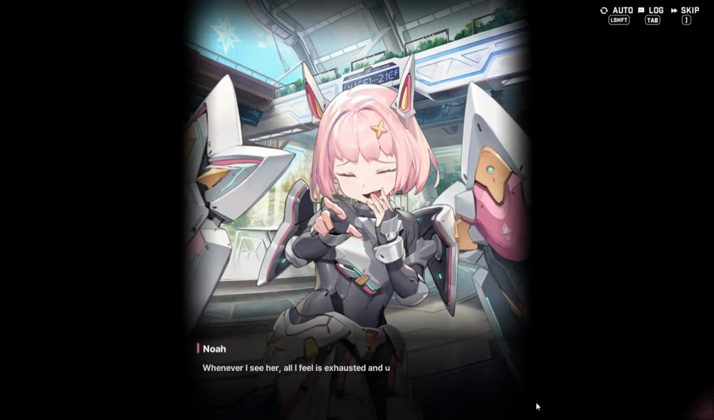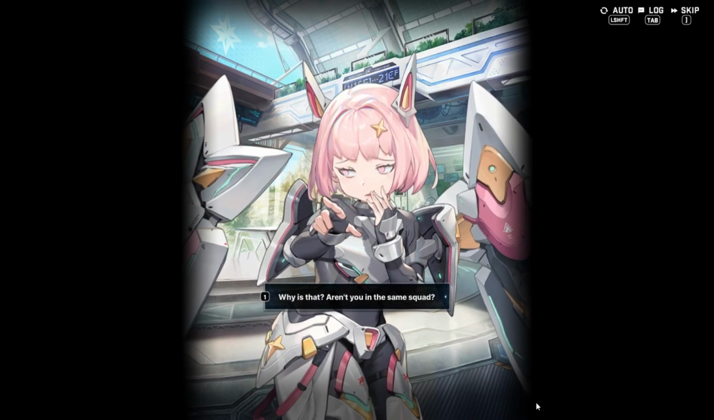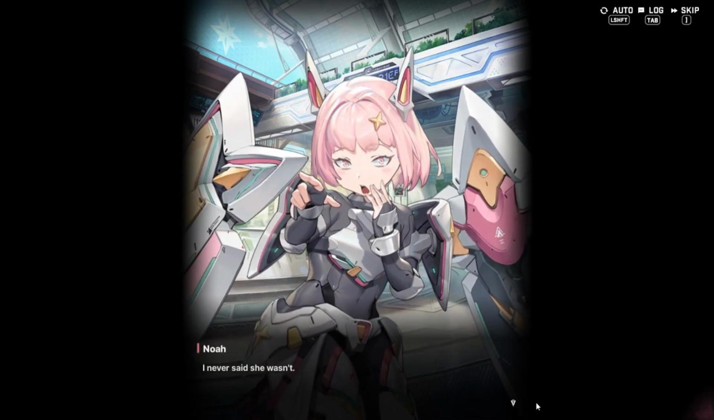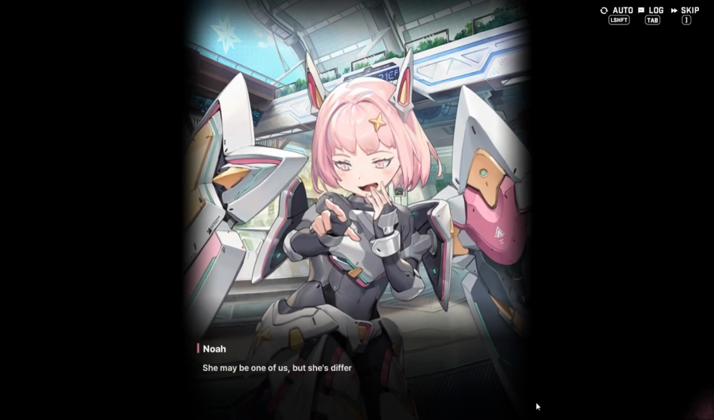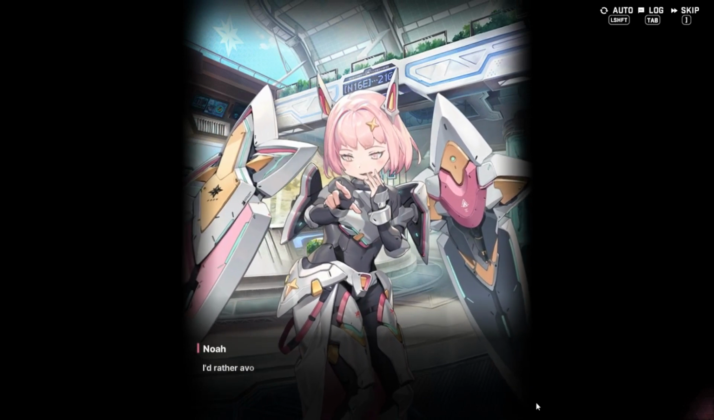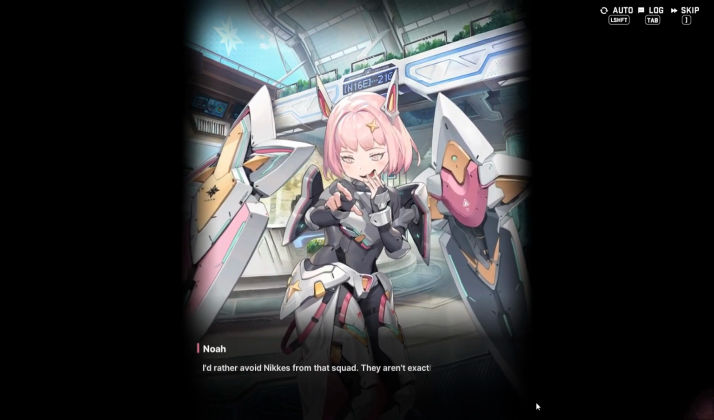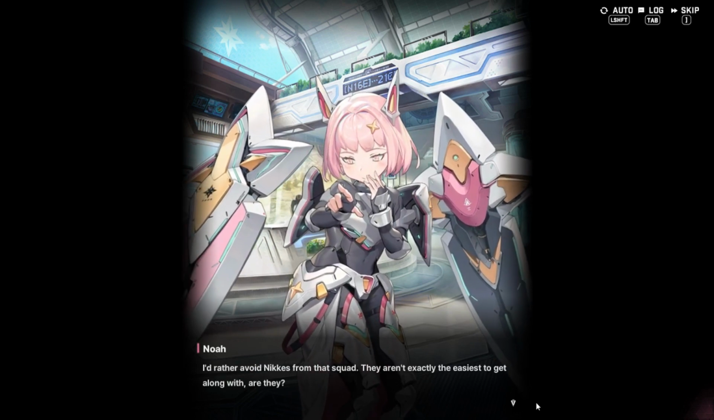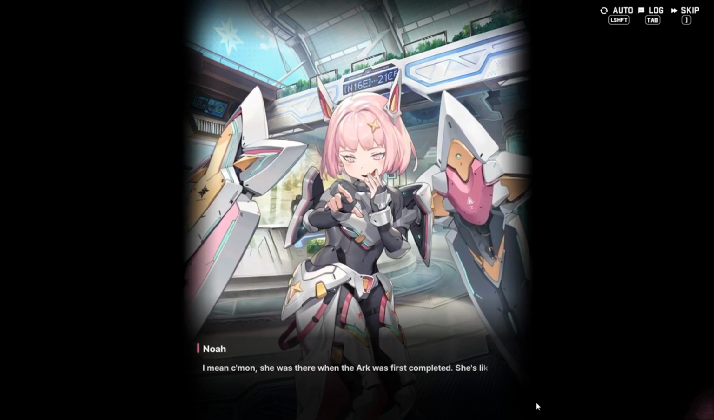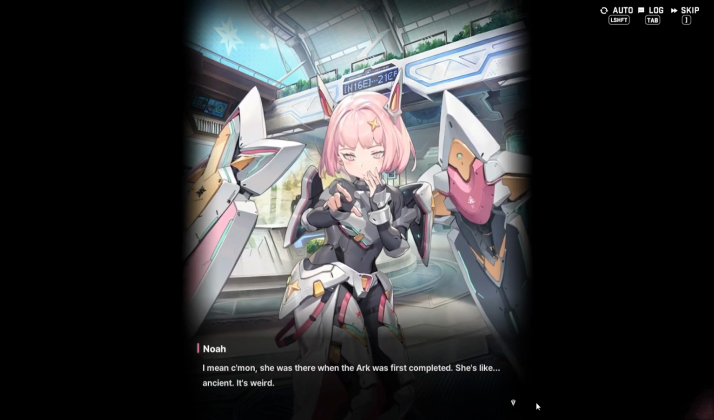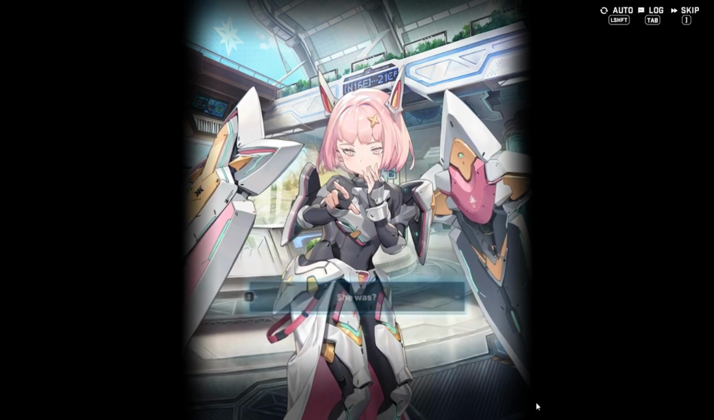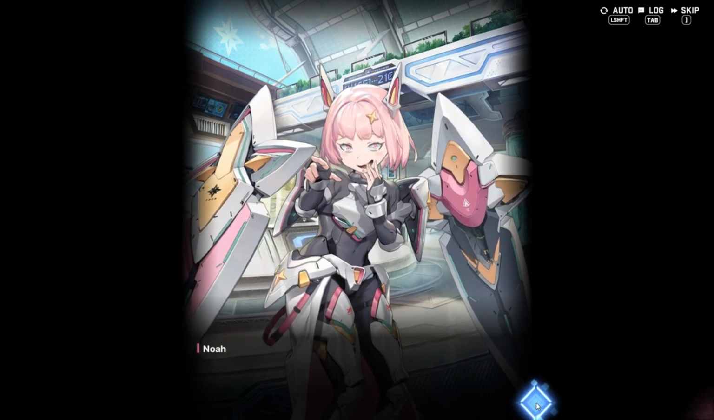Whenever I see her, all I feel is exhausted and uneasy. Why is that? Aren't you in the same squad? I never said she wasn't. She may be one of us, but she's different. She was in the Goddess squad. I'd rather avoid Nikkes from that squad. They aren't exactly the easiest to get along with, are they? I mean, come on, she was there when the Ark was first completed. She's like, ancient. It's weird. She was? He didn't know that.